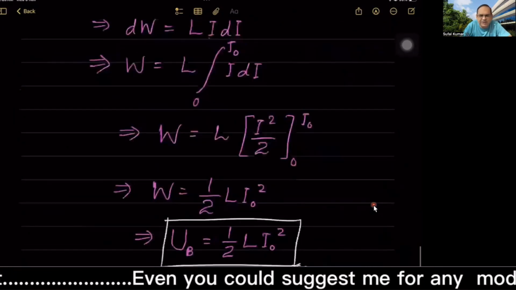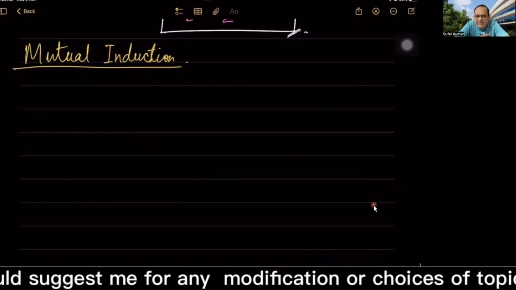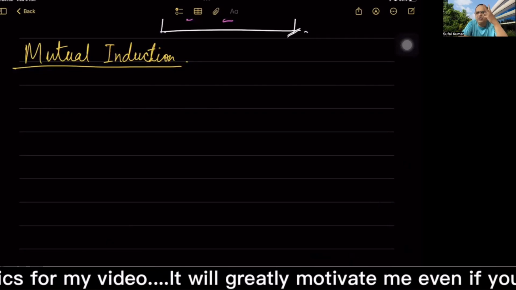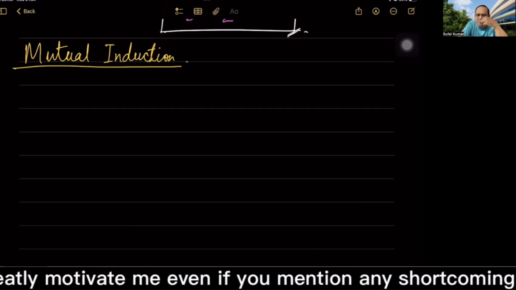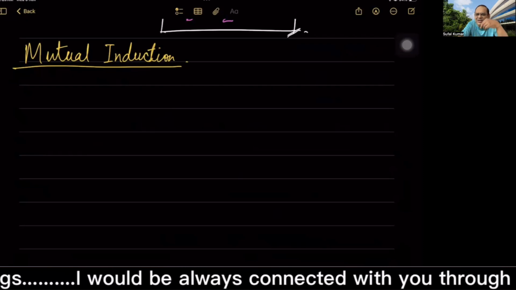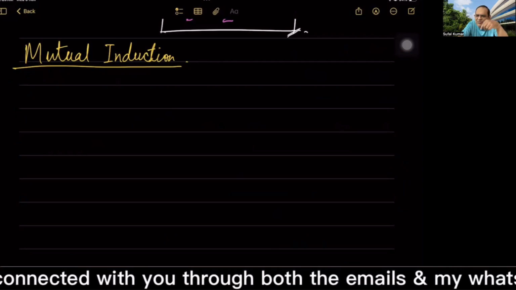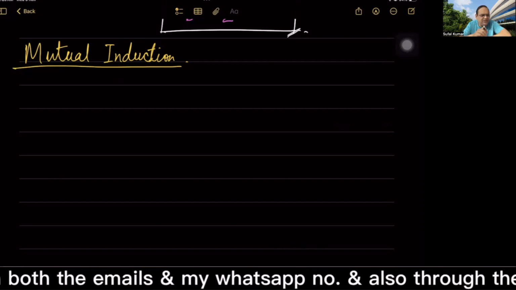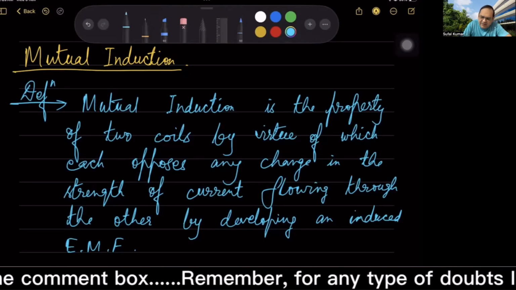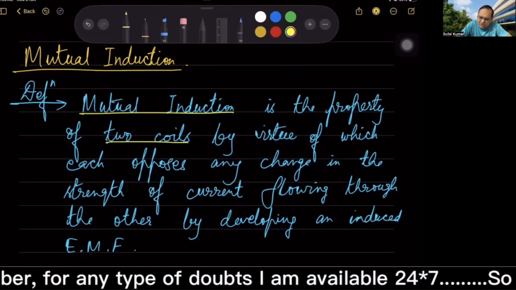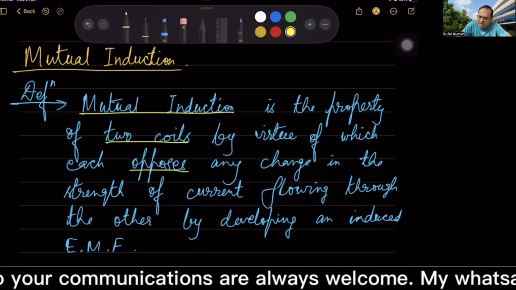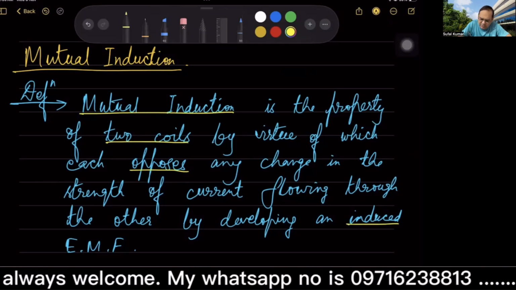Now, mutual induction. As you can already guess by the word mutual, in mutual induction we would have 2 coils, primary and secondary, and both will be mutually inducing each other and generating induced EMF, and thereby induced current in them due to one another. So it is defined with the keywords: 2 coils, by virtue of which each opposes any change in the strength of current flowing through the other by developing an induced EMF.